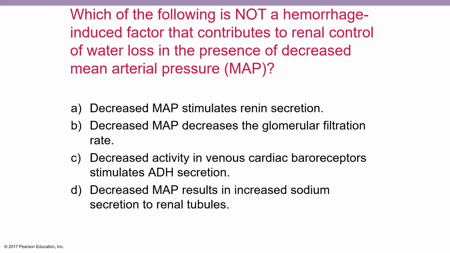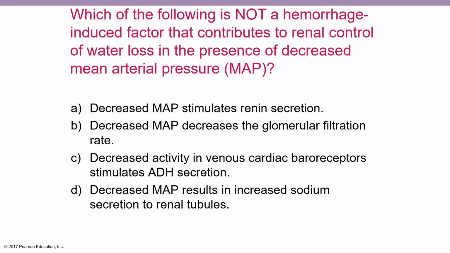So it's asking about hemorrhage-induced factors that would be brought about in the presence of a decreased mean arterial pressure. So here we're thinking about hemorrhage, shock, or a decrease in pressure. And so we want to think broadly about what the body would be trying to do. The body should be trying to reabsorb more water, reabsorb more sodium, and secrete more potassium. Okay, those are the three mechanisms that will help to correct this initial stimulus. So let's look at our answer options now.